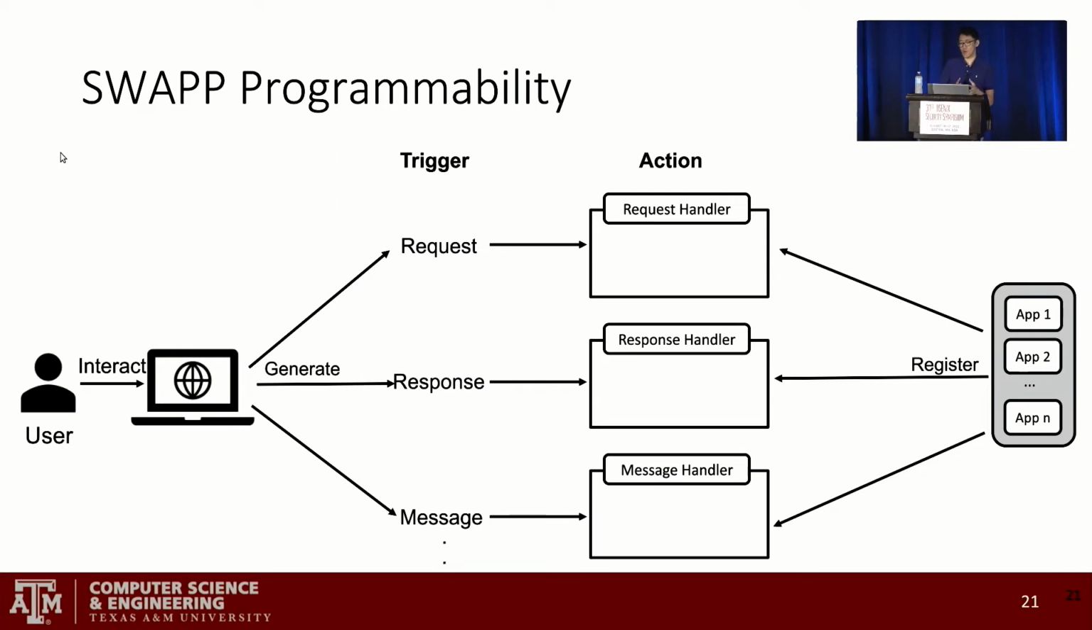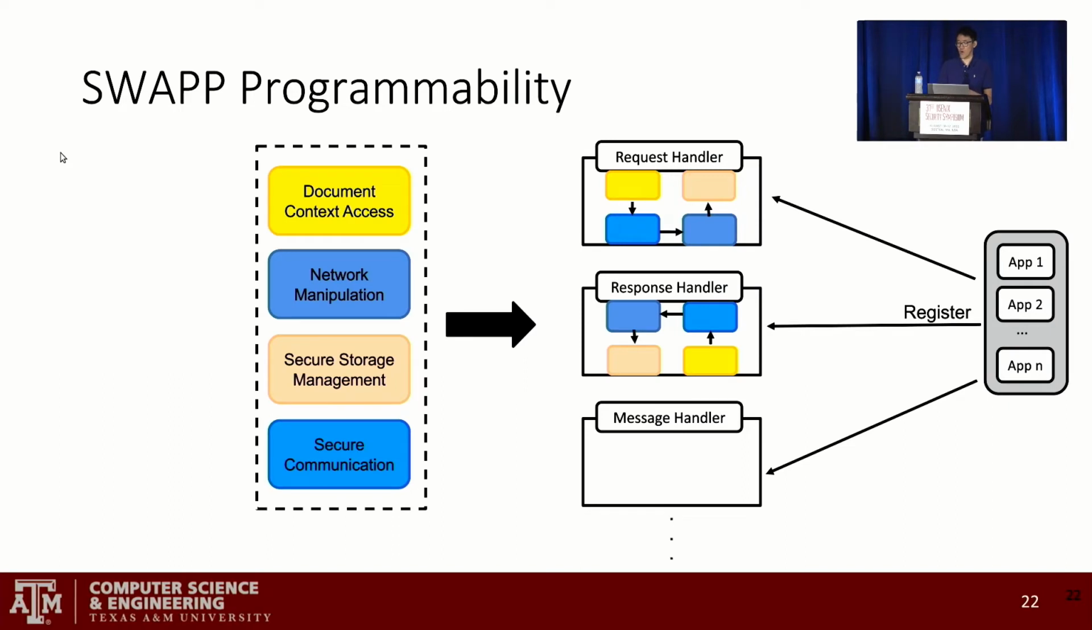This will prevent the attackers from compromising the client. So SWAPP provides the programmability through the applications. SWAPP applications run in an event-based manner, where, suppose the user interacts with the website, this will generate a trigger such as a web request or web response, and then applications can register a corresponding event handler such as a request handler or response handler. And we provide four categories of interface so that developers can compose applications using these APIs.